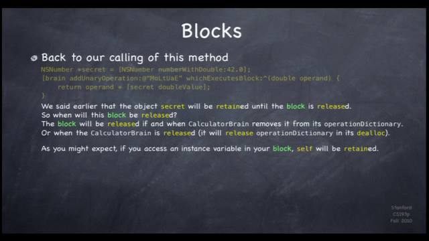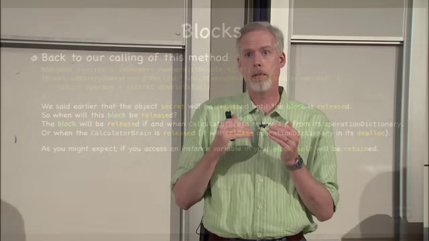So hopefully this example will help you understand what I mean by the retaining of objects that go in there, and that blocks kind of are like objects. They act very much like objects, at least from a memory management point of view. Now, as you might expect, if you access an instance variable inside your block, then self will be retained. Okay? That's because your object might call add unary operation, then someone might just release your object. But your object still needs to be around if this block wants to use an instance variable, so it'll get retained by this block. Okay?